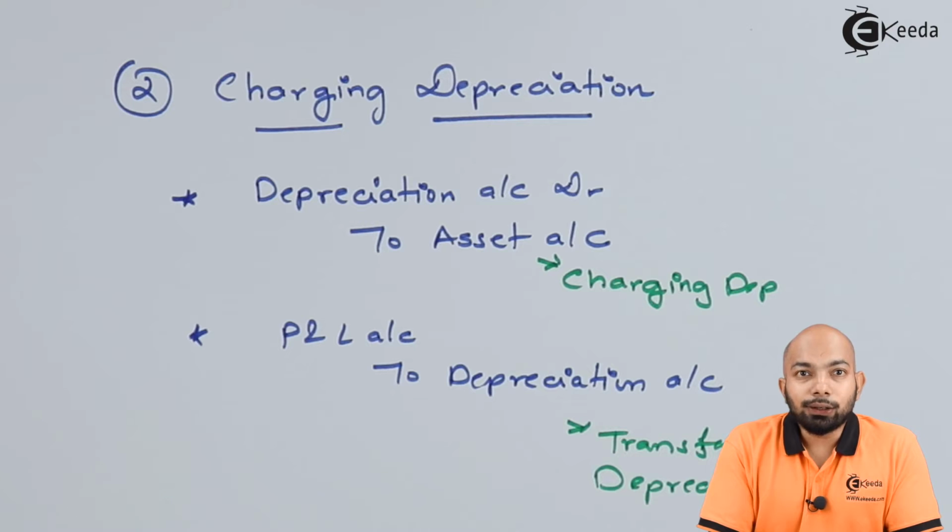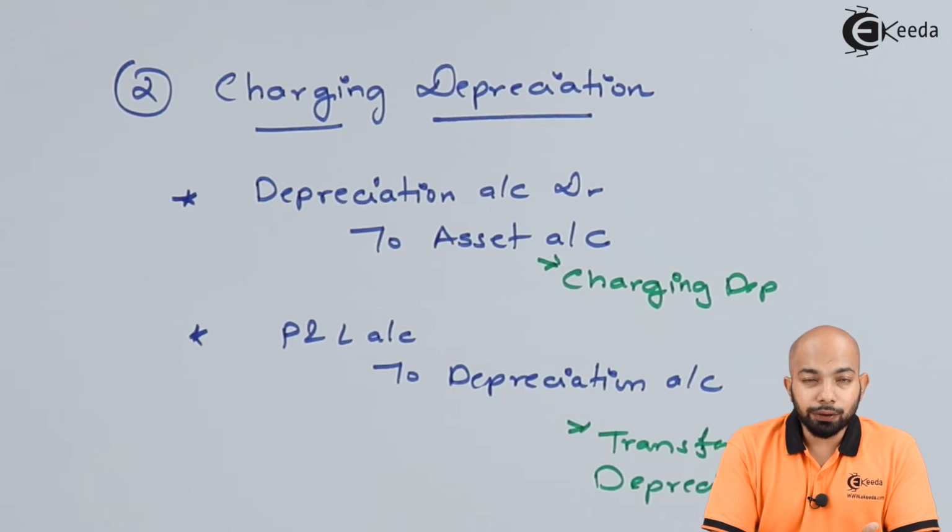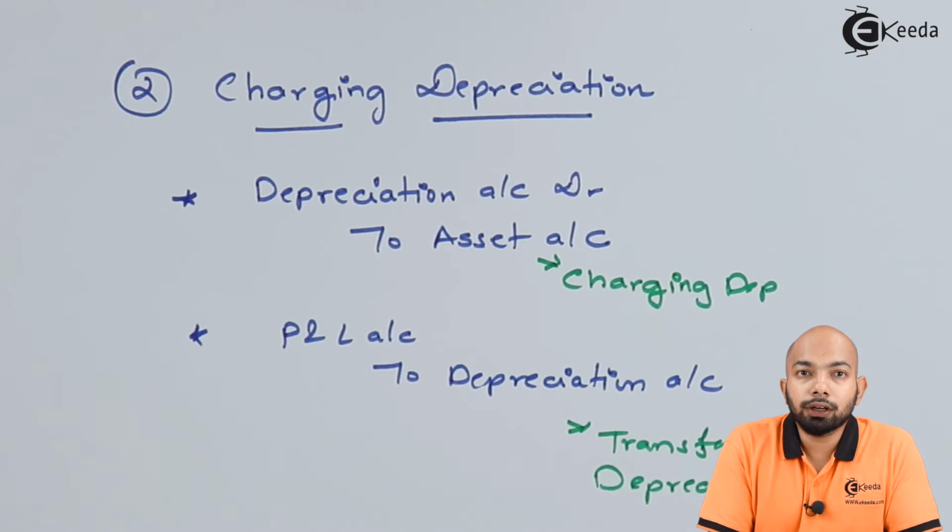Now, the second entry or the second step that you need to follow is charging of depreciation. Here we'll have two steps. First, how the depreciation is charged. The second, how this depreciation is moved to the profit and loss account.